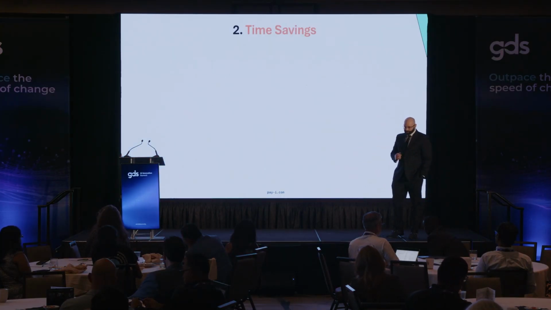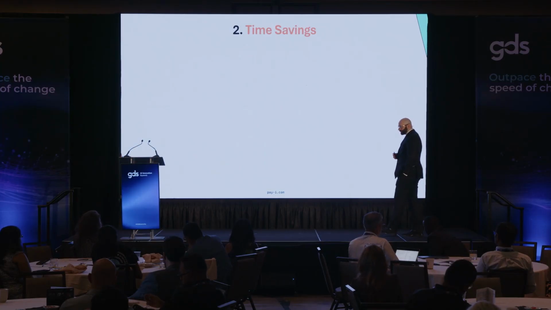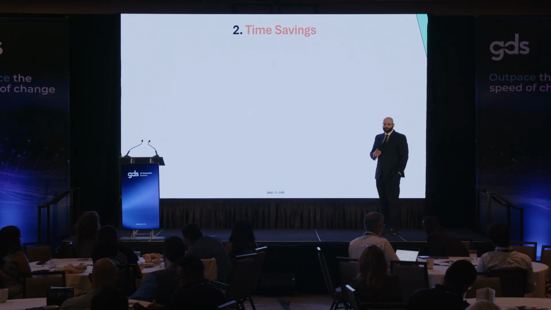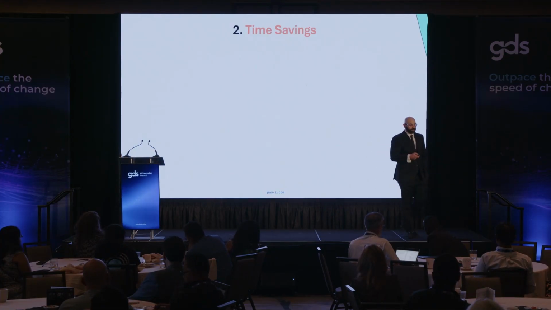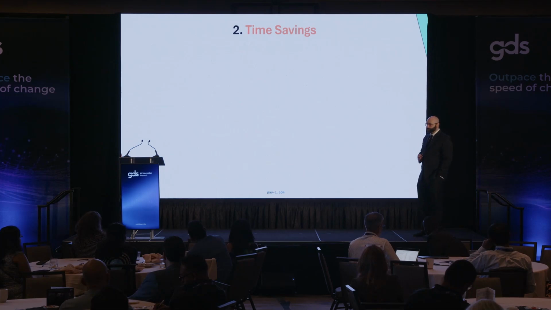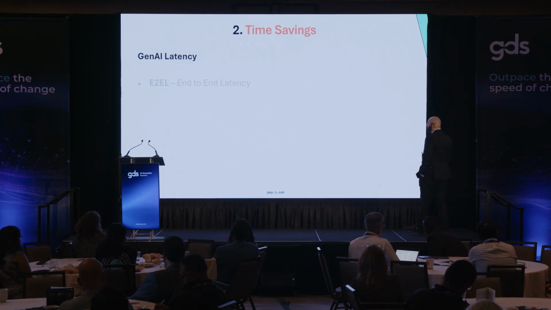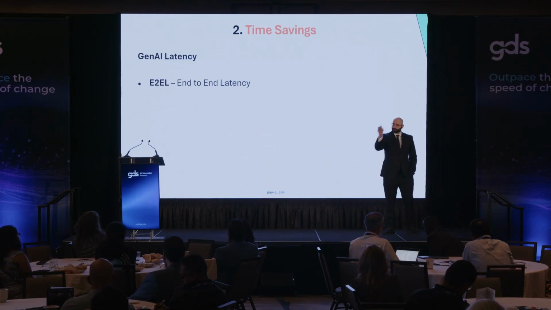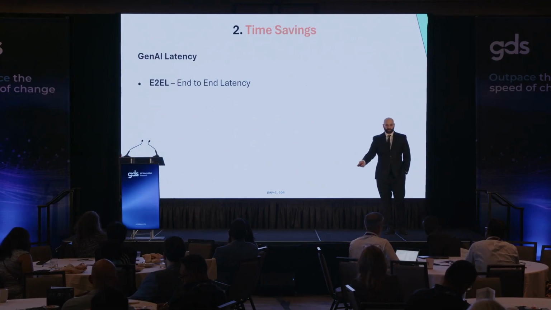Let's talk about time savings. So this one involves understanding how long it took for the agent to deliver on its intended outcome, which means you're talking about latency. But Gen AI latency is actually fundamentally different from traditional software as well. So we're all familiar with end-to-end latency, how long it took from the start to the end of whatever it is that I'm trying to do.